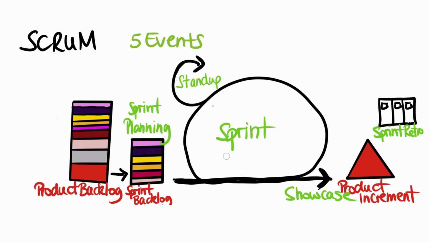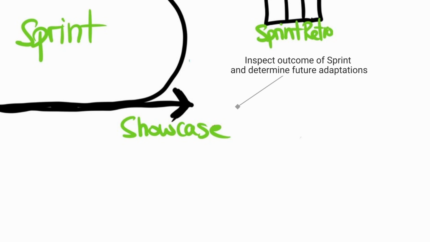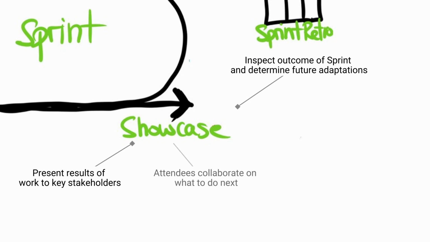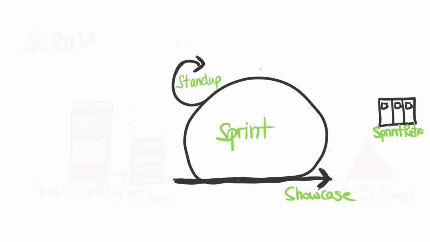Showcase. The purpose of the showcase is to inspect the outcome of the sprint and determine future adaptations. The team presents the results of their work to key stakeholders and progress towards the product goal is discussed. Based on this information, attendees collaborate on what to do next. The product backlog may be adjusted to meet new opportunities. The sprint review is a working session, and the Scrum team should avoid limiting it to just a presentation. Typically, this is an hour-long event for a 2-week sprint.